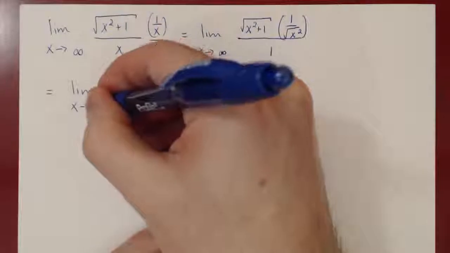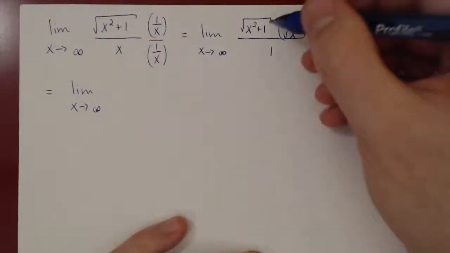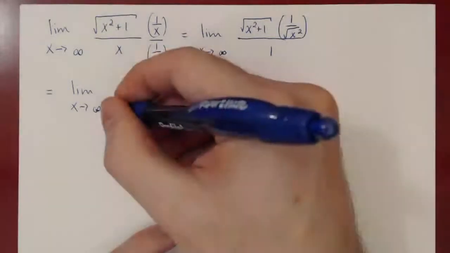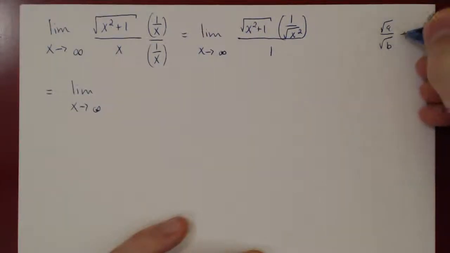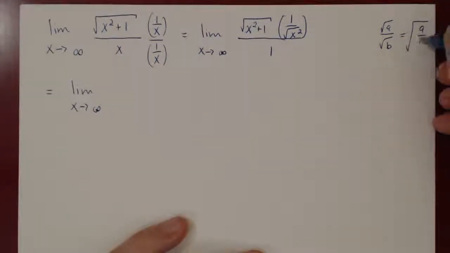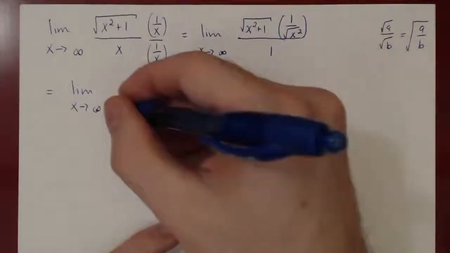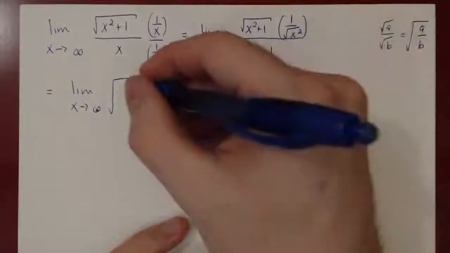as x goes to infinity, of, well, the square root of this times 1 over that, so just the root of x squared plus 1 over the root of x squared, which you can combine because root of a over root of b, as you know, is the square root of a over b. So combine this square root over this one as a single square root, being x squared plus 1 over x squared.